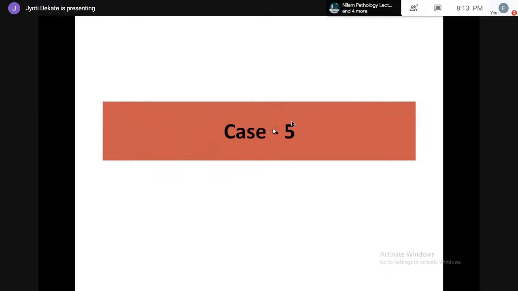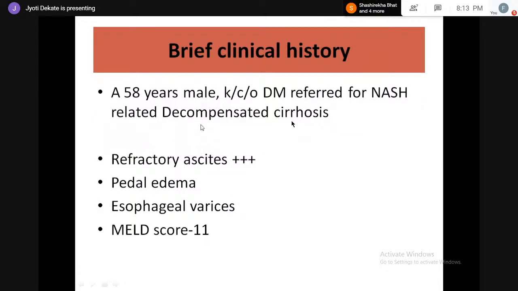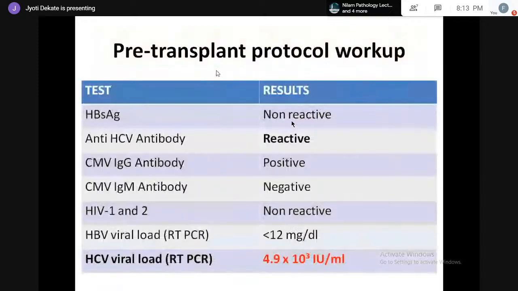Moving on to the last case of today's session, case number 5, which is yet another complication. This is a case which I also presented in the Indian Society of Organ Transplantation 2018. This is a 58 year old male, a known case of diabetes, who was referred for NASH-related decompensated cirrhosis, and as part of protocol workup in the pre-transplant period, this patient was found to have detectable HCV viral load in 3 logs.